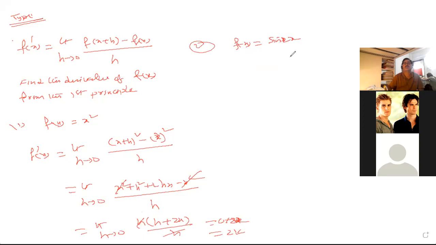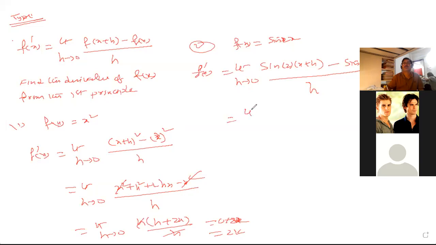Sine 2x. No problem. Here, we just have to substitute this in the formula. What is sine of x plus h? Here we have to substitute: sine 2 into x plus h. Wherever x is there, we have to write x plus h, minus sine 2x. First, in the place of x, we substitute x plus h, and the rest is f of x as usual. Here also I did the same thing: in the place of f of x, if we substitute x plus h, we'll get this. The same I did here also.